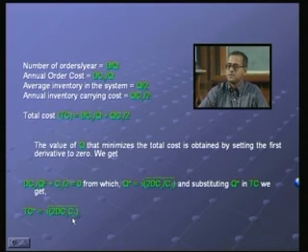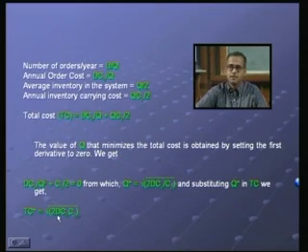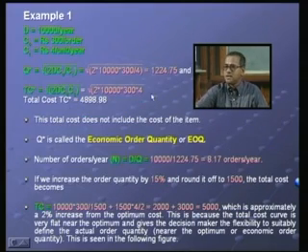So, Q star equal to root of 2 D C0 by Cc gives us a minimum value of the total cost. Now, when we compute Q star equal to 1224.75, TC star, the minimum value of the total cost, is root of 2 D C0 Cc, which we have seen here, gives us 2 into 10,000 into 300 into 4, square root of this expression gives us rupees 4,898.98.